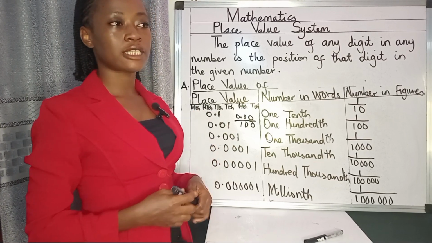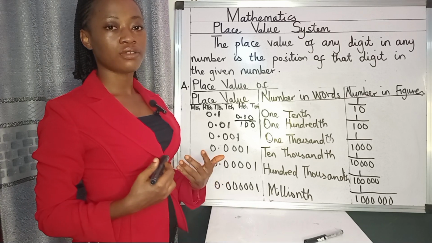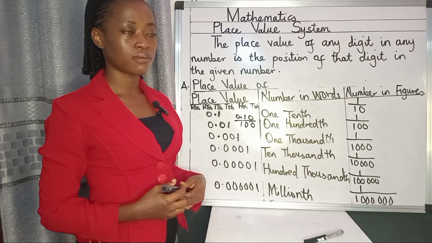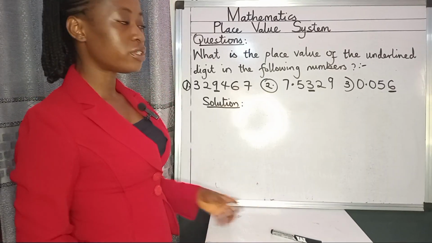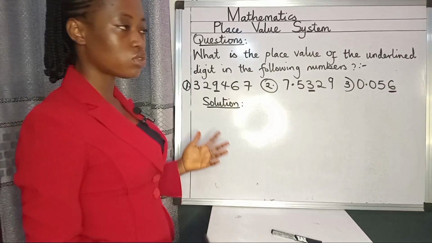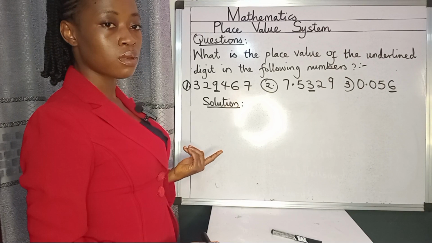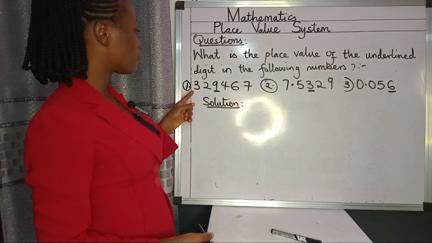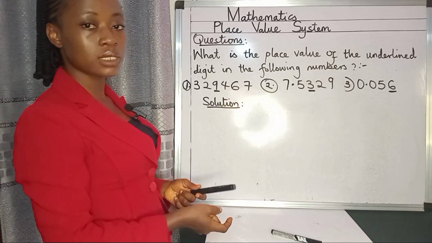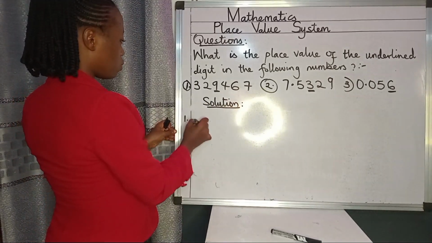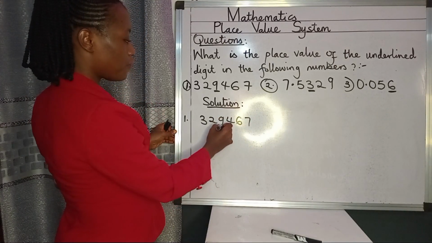Now let's look at some questions that are usually asked whenever you are talking about place values. Now let's see some questions on the board. The first one, let me read out the question. It says, what is the place value of the underlined digits in the following numbers? The first one you have 329,467. Now you're looking for the place value of 9.